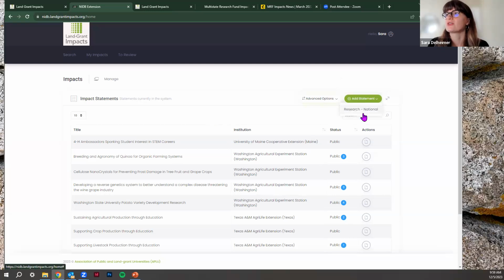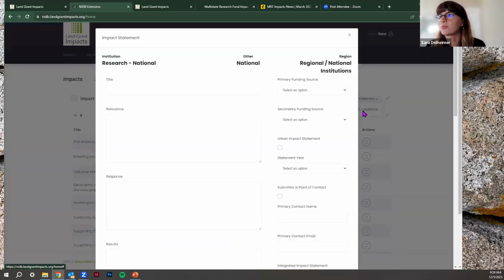Click and it'll have a little drop-down menu. For me, it says Research National because that's the type of impact statements I'm submitting. For you all, it will likely either say Research or Extension, or you might have both options if you're inputting for both. So you just pick the appropriate one for the impact statement. And then it pulls up the form, and the form is the same for all inputters.